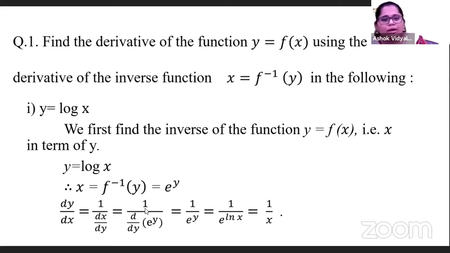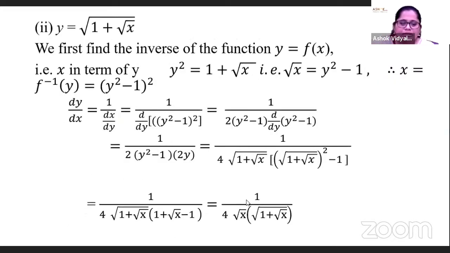Now here, 1 upon derivative of e raised to y is 1 upon e raised to y, and this is 1 upon e raised to log x. What is the value of this? e raised to log of x is x, so this is 1 upon x. Hence, they are the reciprocal of each other. Now we see the next example.